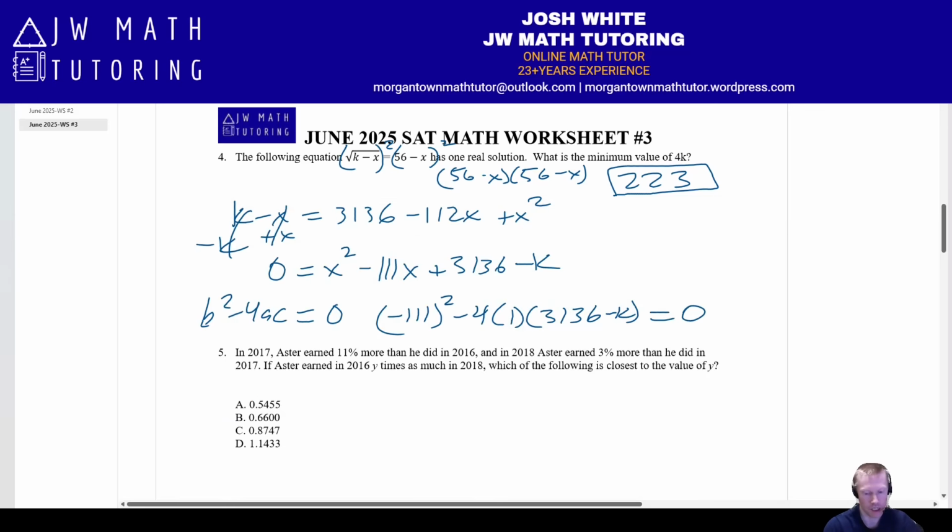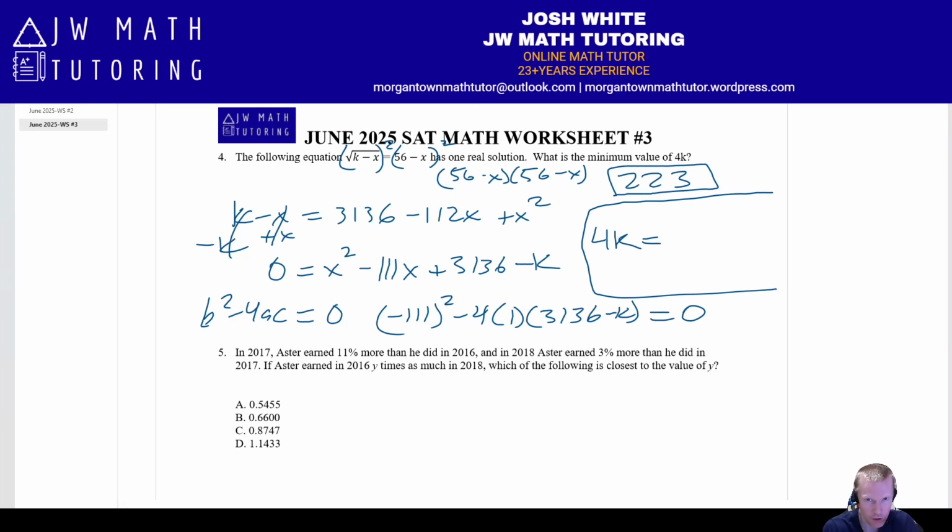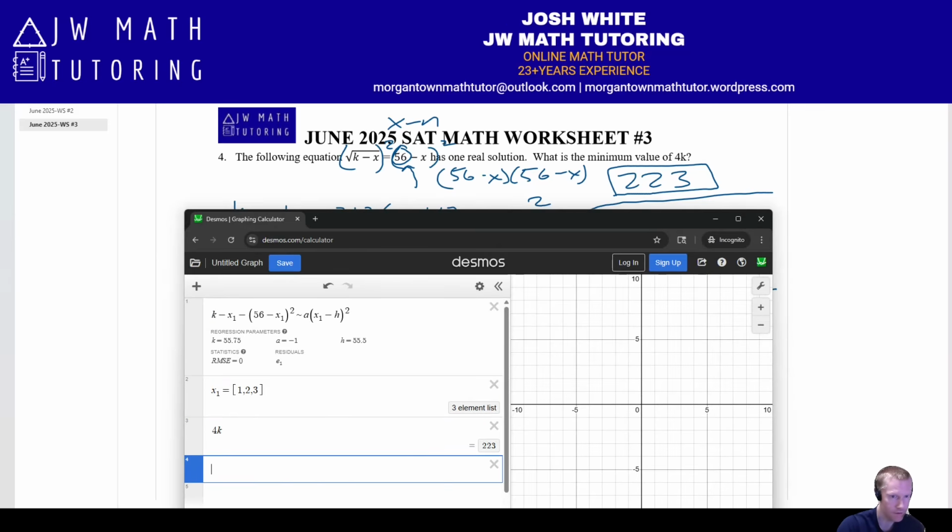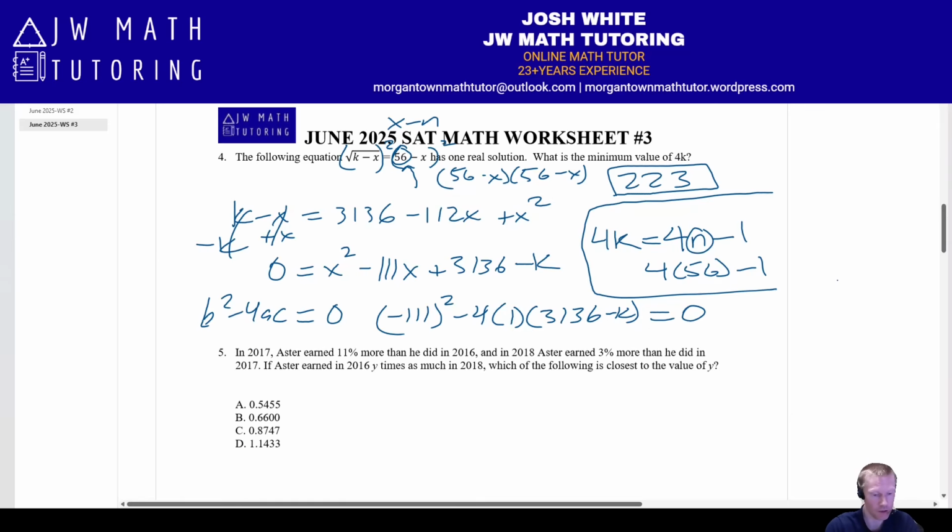Now, here's a third approach. Again, here is a shortcut just like the last problem. The 4k value for this specific setup, this type of problem, will always work out to be 4n minus 1. And when I talk about n here, I'm talking about this number that is either the number minus x or x minus a number. Whatever the number you see in the problem is, the 4k value is always 4 times that minus 1. It always works out like that. 223. There it is. So you can just memorize that.